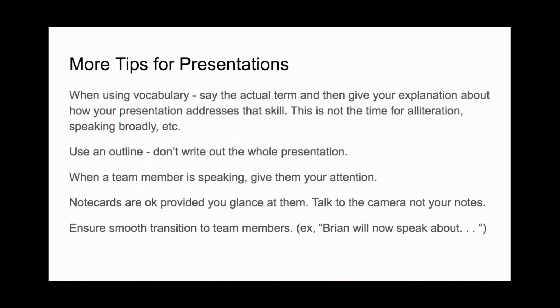Also, when using vocabulary, we talked about this in the guidelines, say the actual term and then give the explanation about how your presentation addresses that skill or competency. Use an outline, but don't write out your whole presentation. So if you accidentally skip something, you could just move on to the next bullet point on your outline. Whereas if you skipped something when you practice word for word, our brains start searching for that next word, and then we get left with filler words like "and" and "oh my gosh, I don't know what I'm doing." And that's where we get lost and we start to fumble.